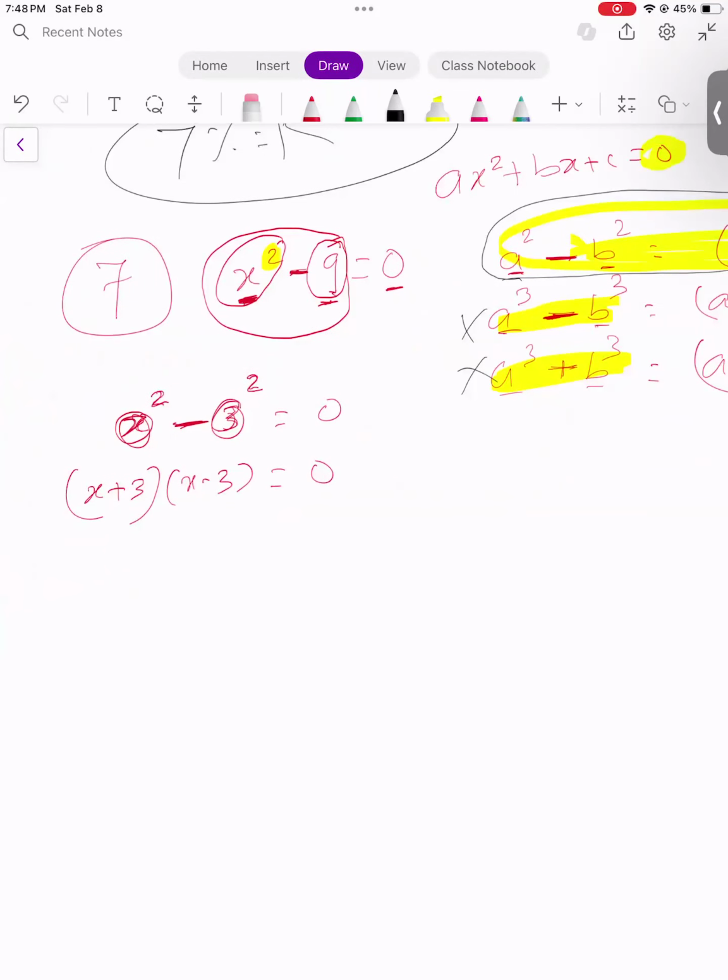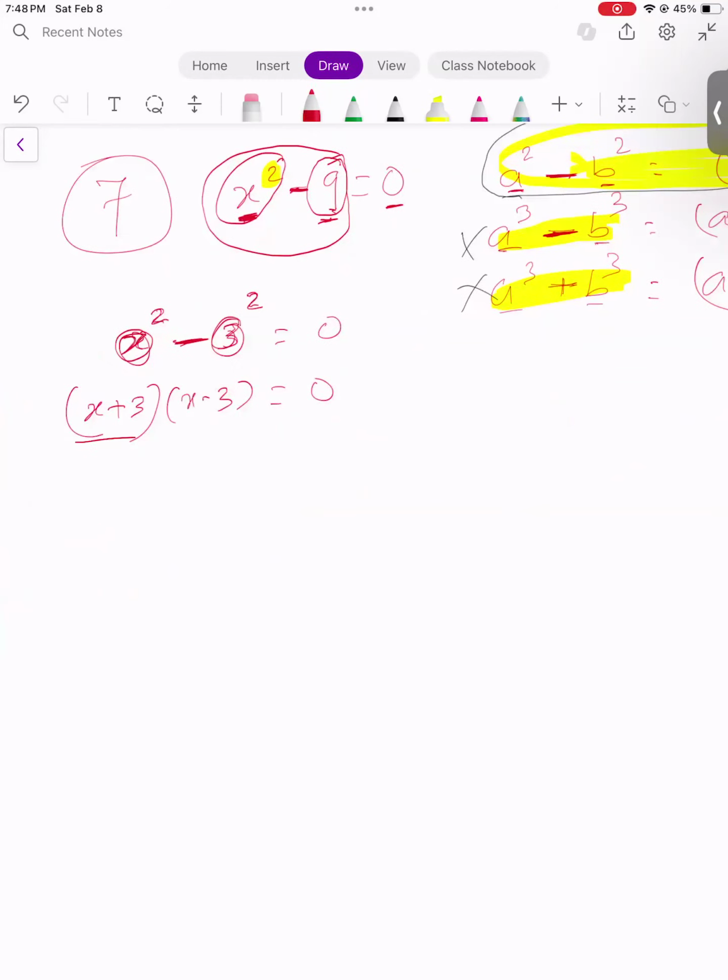Now once you have your left side in factor form, you set each factor equal to 0. So you write down the first factor, x plus 3 equals 0. You write down the second factor, x minus 3 equals 0. And I found some of you left your answer up to here. No, this is not the final answer. You are asked to solve. Solving means you are finding the value of the variable. So this is not the value of the variable, so don't forget the equals 0 here.